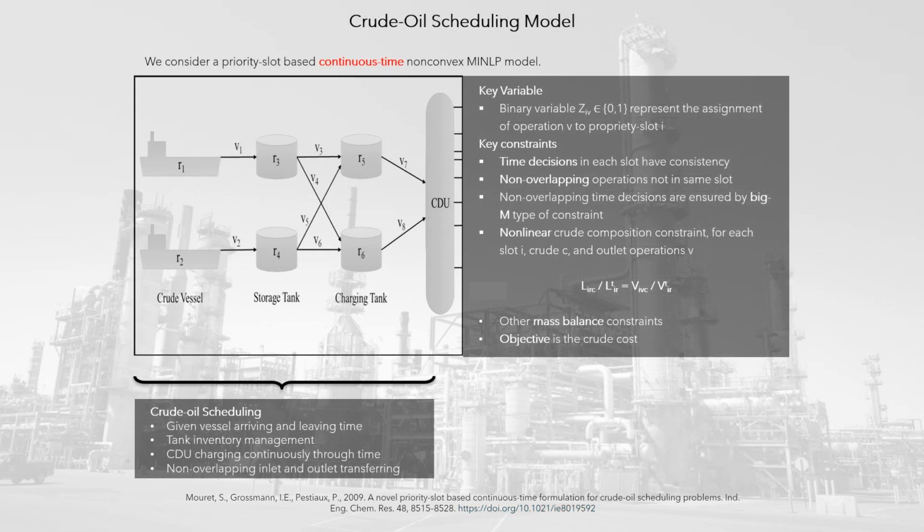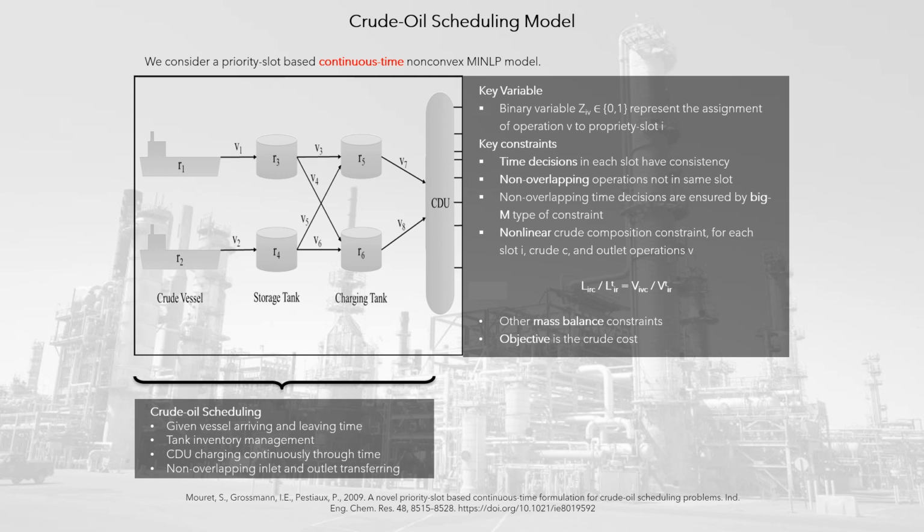The crude oil scheduling model is a continuous time non-convex MILP model, based on priority slots. Its main features are given vessel arriving and leaving time, tank inventory management, CDU charging continuously through time, and non-overlapping inlet and outlet transferring. The key variable is the binary variable ZIV, that represents the assignment of the V operation to the priority slot I.